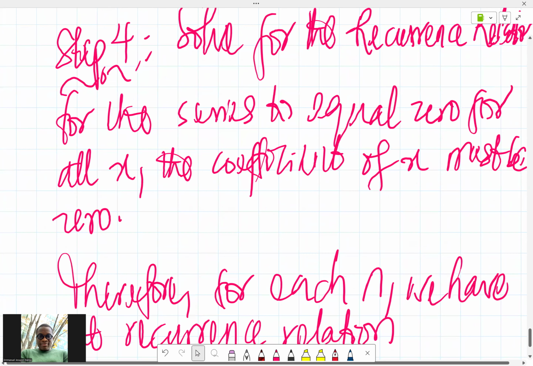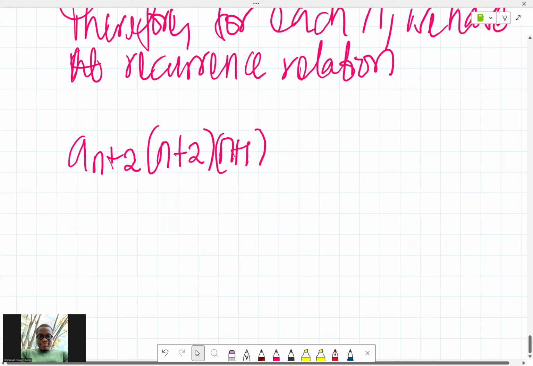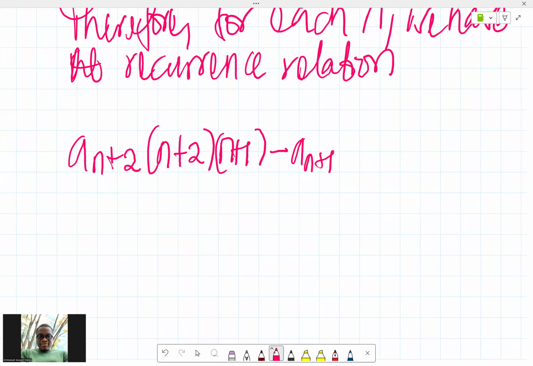So this is a(n+2) into (n+2) into (n+1) minus a(n+1). So all the coefficients put together, minus a(n), all of this should be equal to 0. Now you see that I've skipped that x. I don't know what to do with that x right now. So let's see what happens.